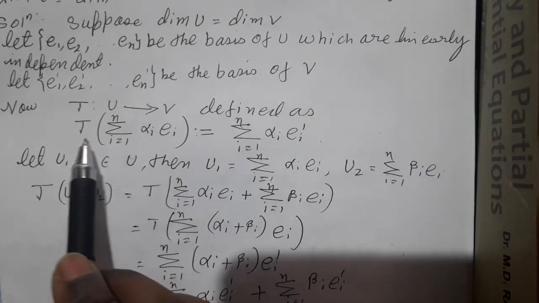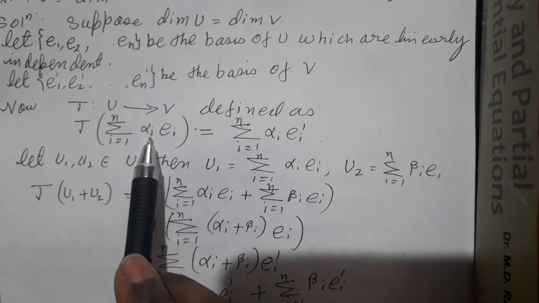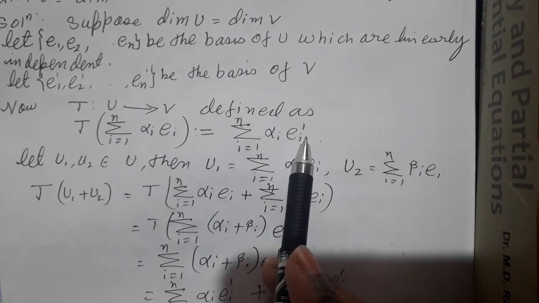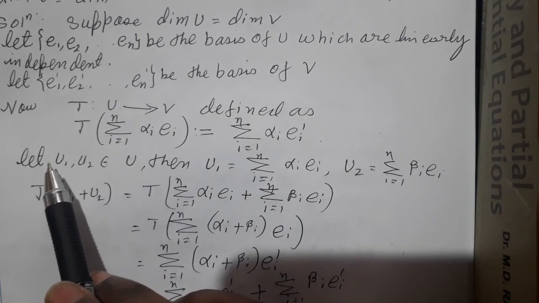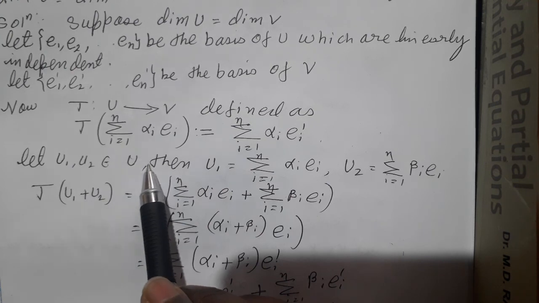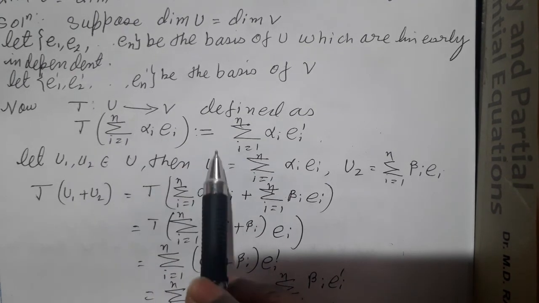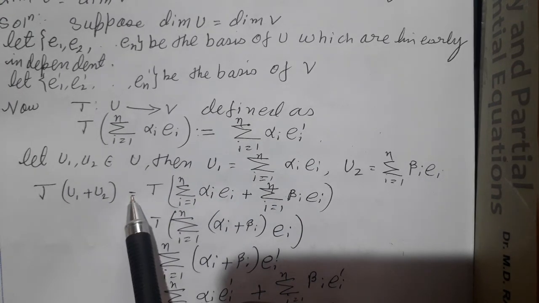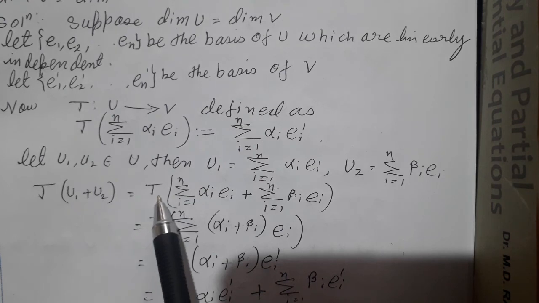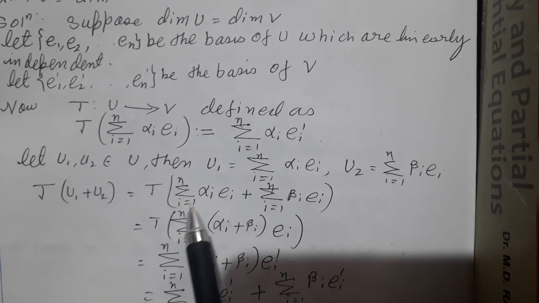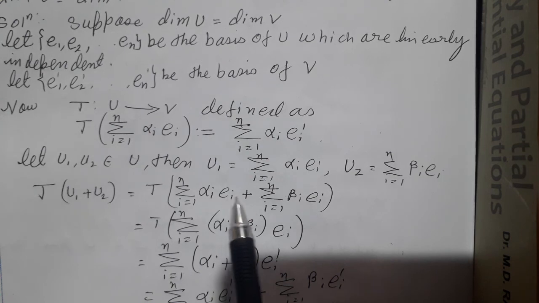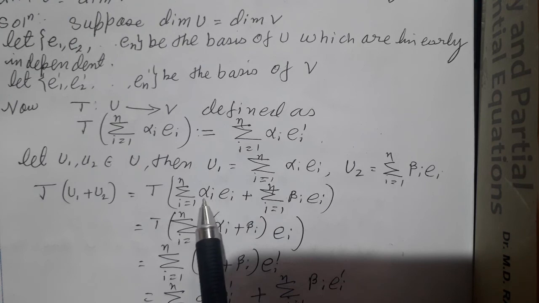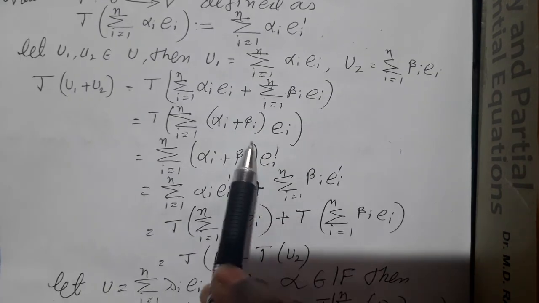So we have T of summation i equal to 1 to n alpha i e_i equal to summation i equal to 1 to n alpha i e_i dash. So we take u1, u2 belonging to U. I take two elements from U, then these elements can be written as this. So we have T of u1 plus u2, which can be written as T of summation i equal to 1 to n alpha i e_i plus summation i equal to 1 to n beta i e_i. Summation I can take common, I can add the coefficients.